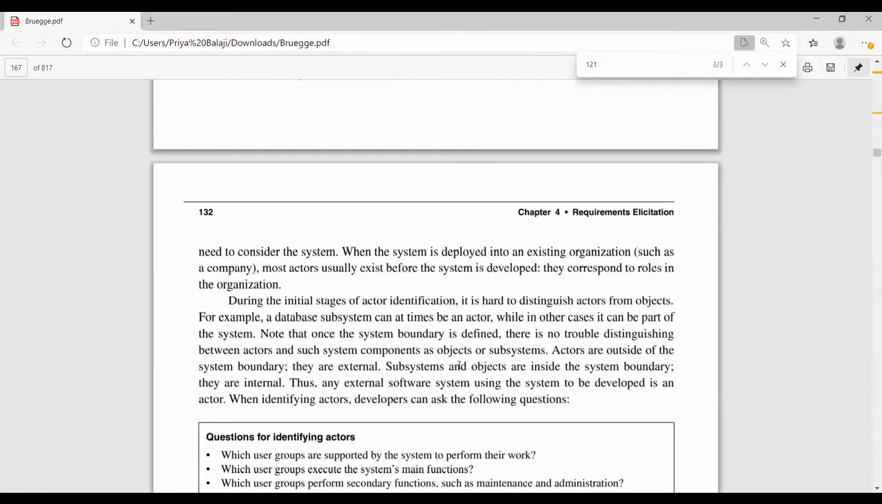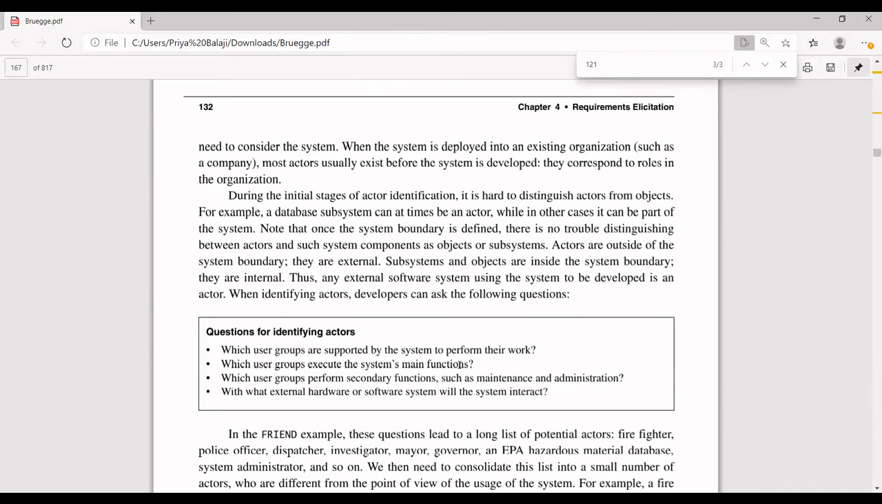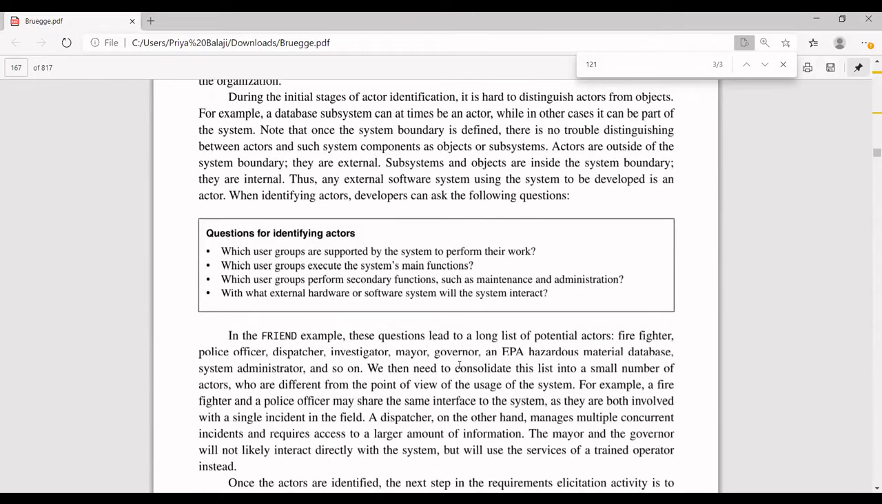Second one, they have given a few examples of how you can identify actors, which means which user will be selected by the system to perform their work, who all is going to use this system to perform their work. So what are the system's main functions, which group is going to use the system's main functions, then who is going to perform the secondary functions, such as administration and maintenance, and with what external hardware or software system it will interact.